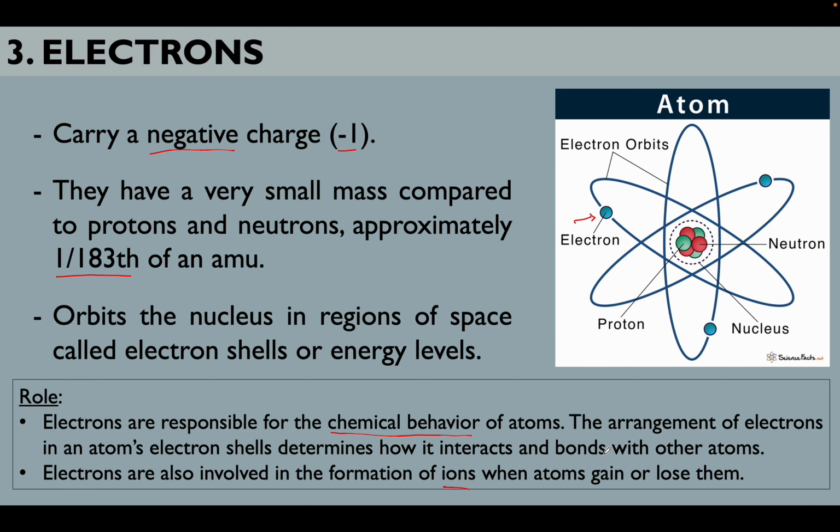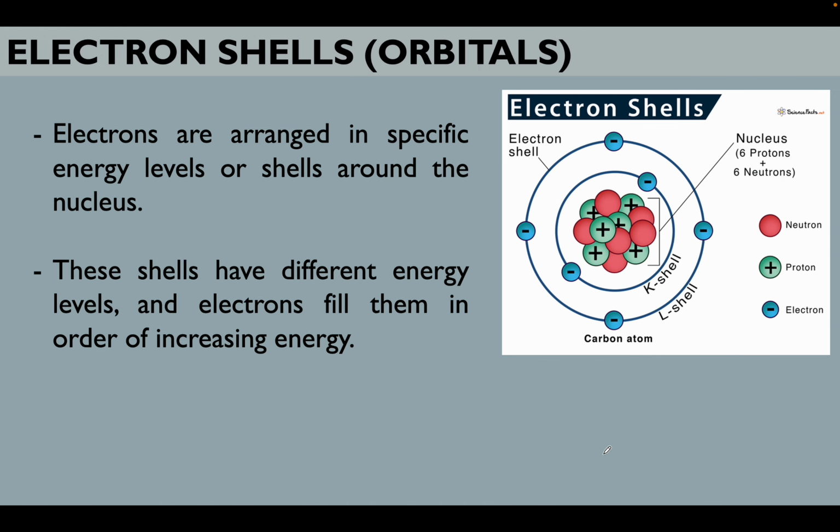Okay, so now since we are done discussing all about the three main subatomic particles, which again are the proton, the neutron, and the electrons, we will be proceeding with the electron shells or the orbitals. So what are electron shells? These are the orbitals, where the electron is placed, or where the electron orbits. The electrons are arranged in specific energy levels or shells around the nucleus.